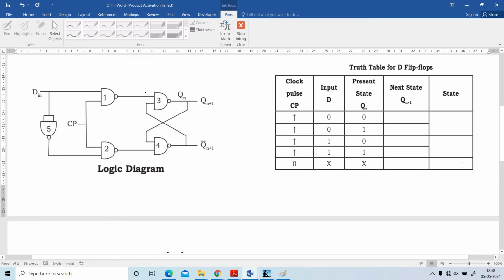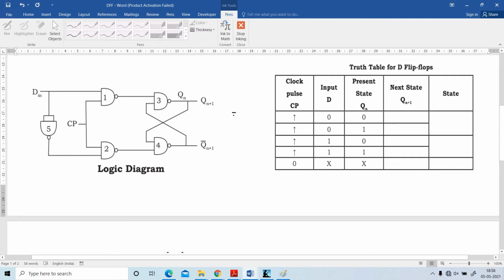Din is the input given to NAND gate 1, and the output of that NAND gate is connected to the input of the third NAND gate. Output of the second NAND gate is connected to the input of the fourth NAND gate. Output of the third NAND gate is connected to the input of the fourth NAND gate. Output of the fourth NAND gate is connected to the input of the third NAND gate. And Din is connected to the second input of the second NAND gate via the inverter. These are about the logic diagram.